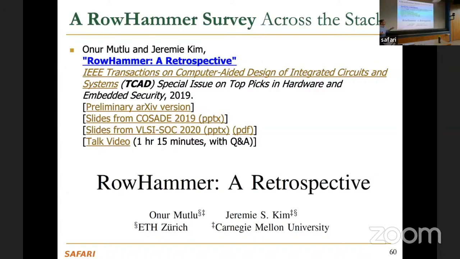We cover device level issues, circuit level issues, architecture level issues, system level issues, a lot of security issues. So we basically cover a lot of things about RowHammer, including solutions. If you're interested, this is a good way of getting into RowHammer. What this doesn't cover is what happened after this paper was written, which is also a lot, actually, as we will see today.